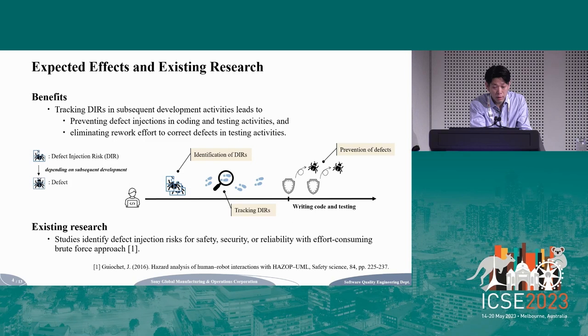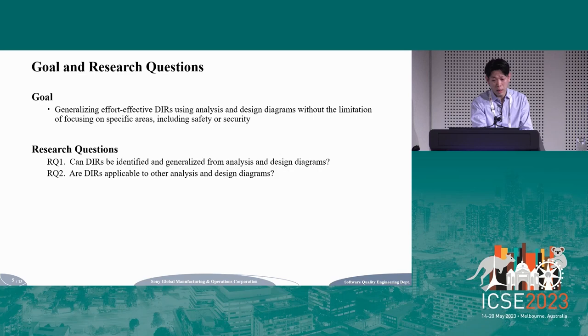Nevertheless, there aren't many studies on this topic. Using FMEA and HAZOP, some studies have proposed methods to detect risks of security, safety, and reliability from UML diagrams. Although these methods can detect DIRs, the risks are limited to safety and security domains. Thereby, no studies refer to the identification of general effective DIRs. Accordingly, we set the goal of generalizing effort-effective DIRs using diagrams without the limitation of focusing on specific areas, including safety or security.